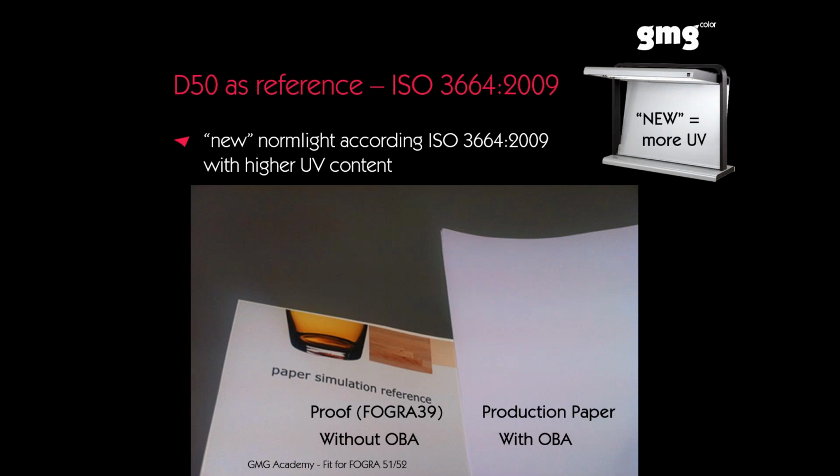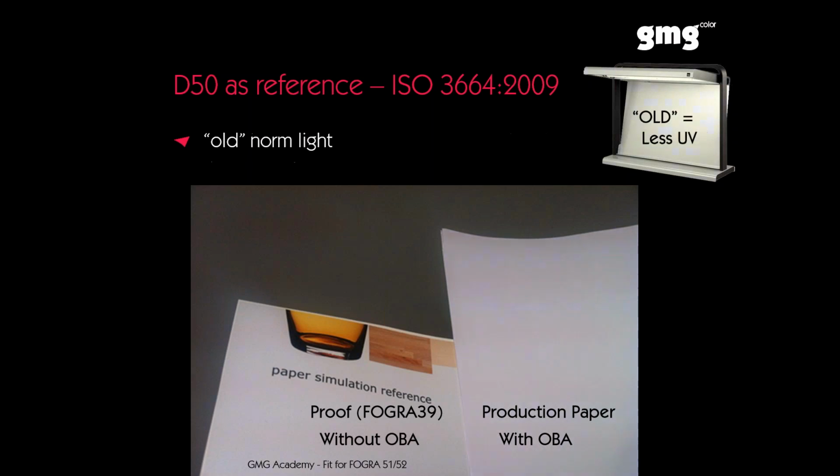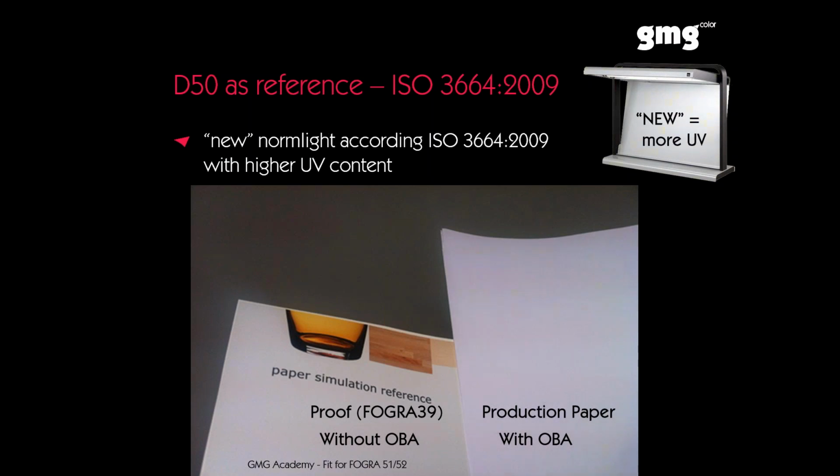We see the difference. I will switch back and forth so you see better. So old light, new norm light. We see the proof is nearly the same. It does not really change, but the production paper on the right is brighter and more bluish. This is because the OBAs, so the optical brighteners in the production paper, are excited more due to the higher amount of UV in the light. So actually our proof is now too yellow in comparison to the print.